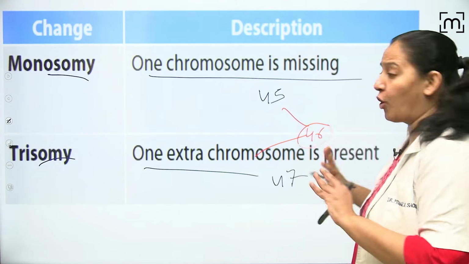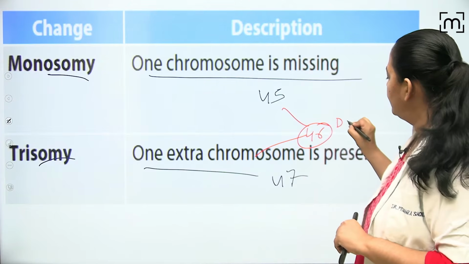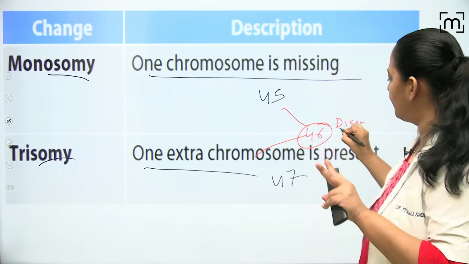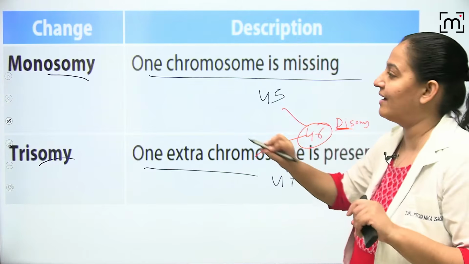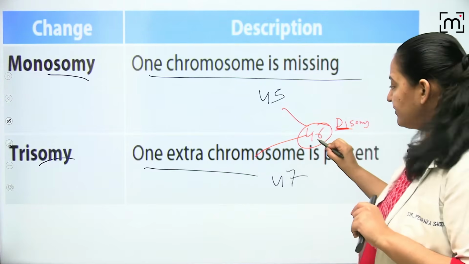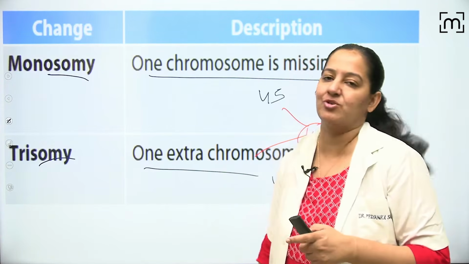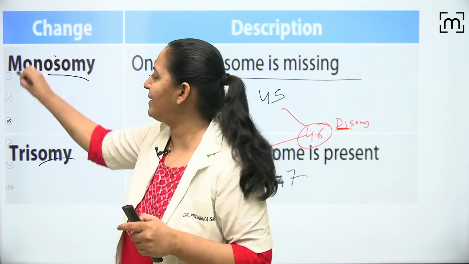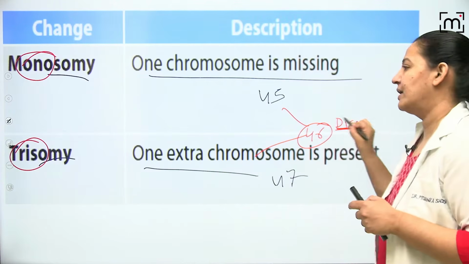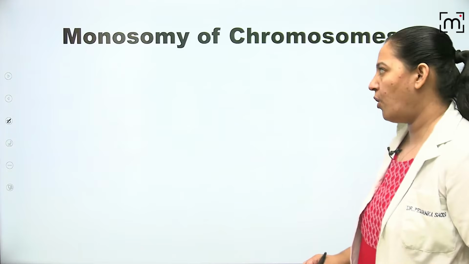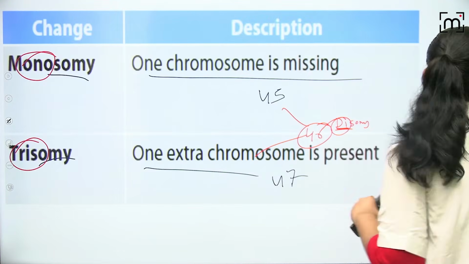And 46 is normal. That is known as disomy. Disomy means double. All the chromosomes are double. If all are double and only one of them is single, that is monosomy. And if all of them are double and one is triple, that is trisomy. That is the meaning of it. Mono means one and tri means triple. And normal is disomy. So I hope you got the diseases. Now I will explain monosomy and trisomy.